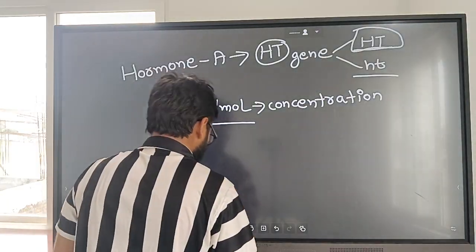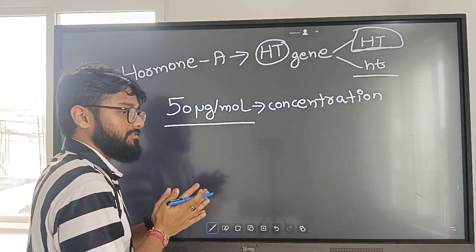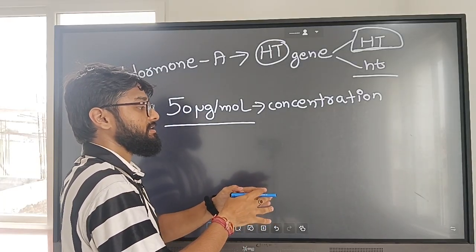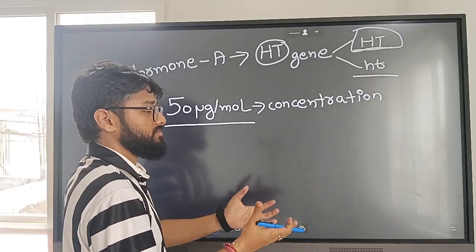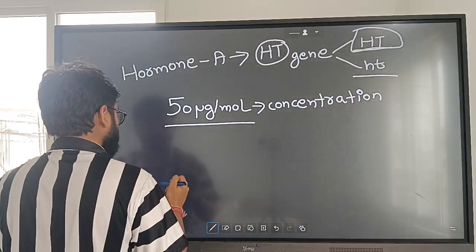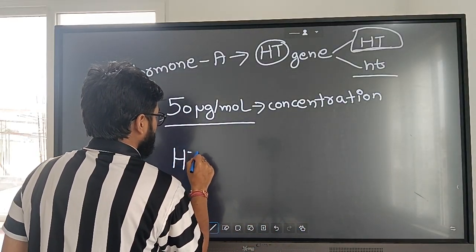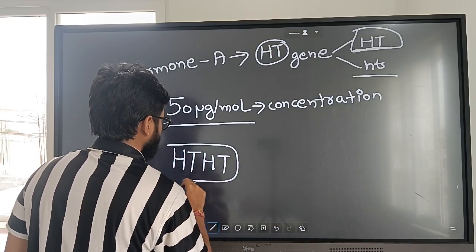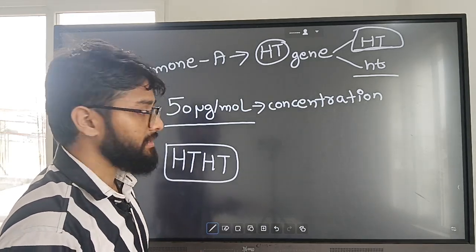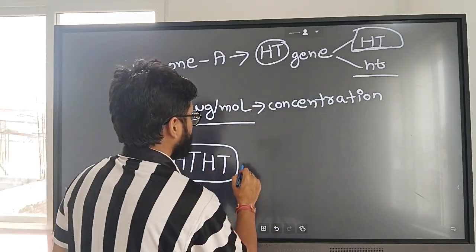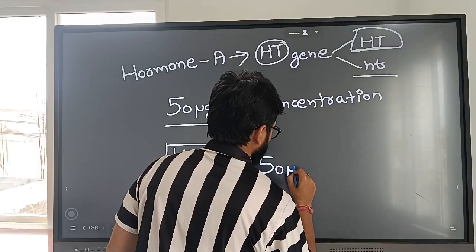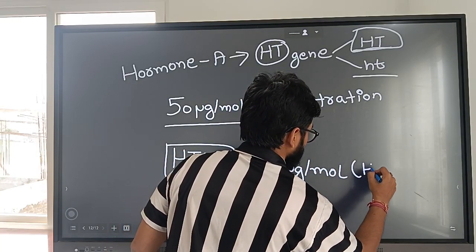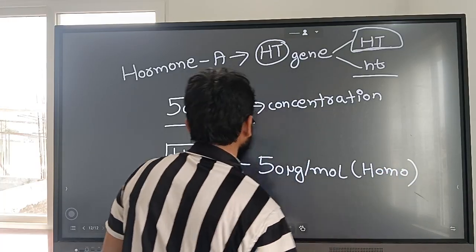But when it is in that genotype, that is the genetic constitution of the organism, what happens is that in a case like capital HT capital HT there is no problem. You will get 50, no problem. Why? Because this is a homozygous one. No problem, you will get it.